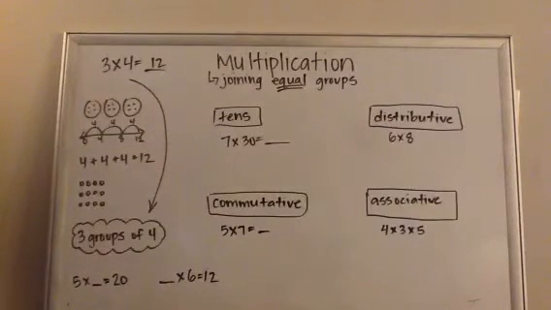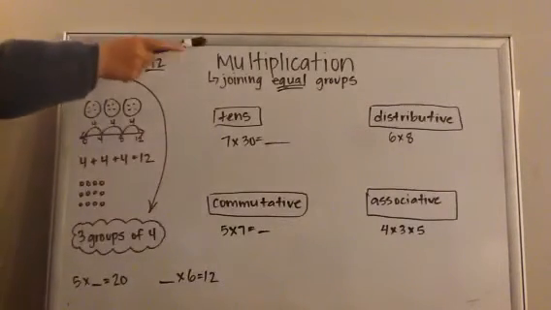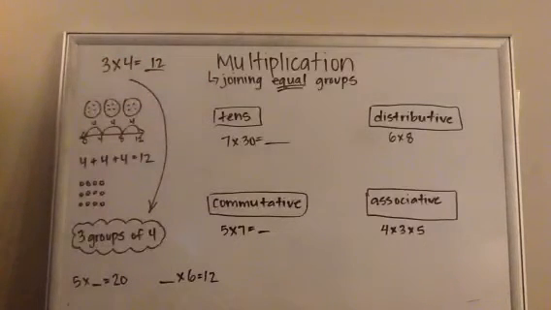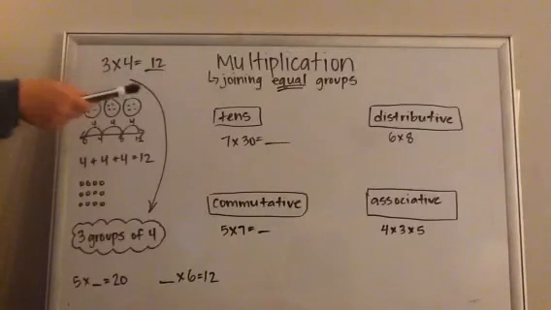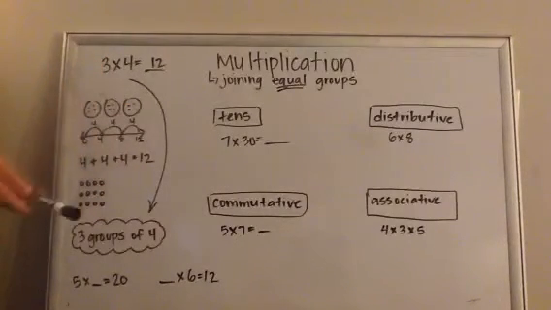With addition, you're joining, but it's not always equal. You could have a group of 7 with a group of 12 and join them together. But with multiplication, you're joining equal groups. So after we made sure we knew what multiplication is every time, then we learned some different strategies to show it, okay?